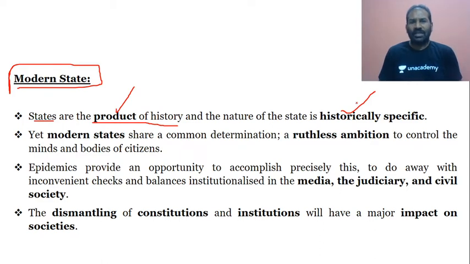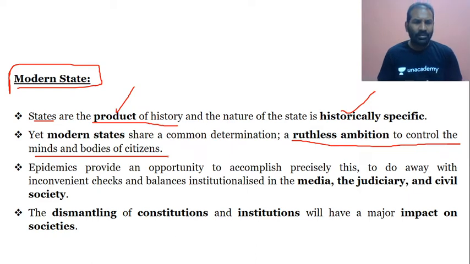And when the modern state has come up, there is definitely a common determination, that is, the ruthless ambition to control the minds and bodies of citizens. What is providing them this is the kind of epidemic or pandemic-like situation. Because of that, action or methods are taken in pursuit of that ruthless ambition to control the minds and bodies of citizens. And to some extent it is right, because it makes sure that social distancing is maintained in the complete sense, so that we can try to break the transmission chain of the virus.